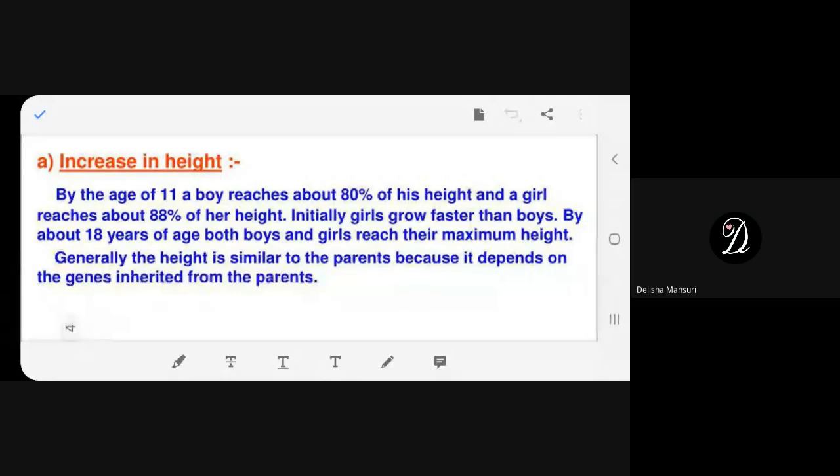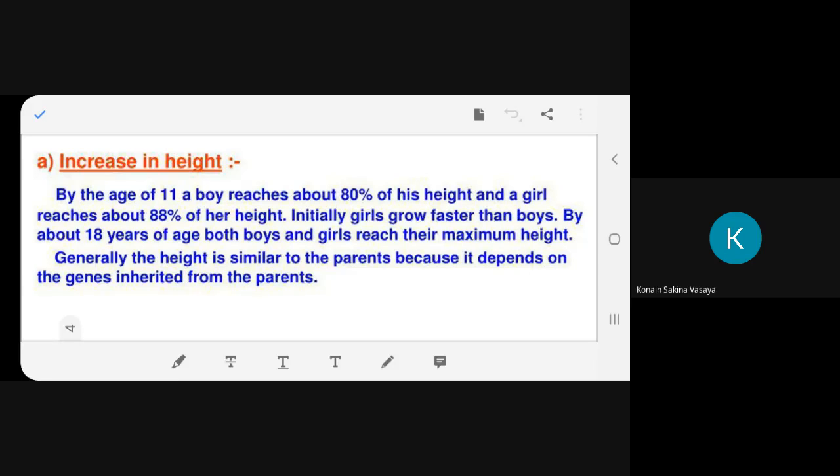Okay. So by the age of 11, that means we are starting with puberty. I think you know that. Till 10, you are called a child. You agree? All of us, right? The boys and girls both. Till 10, the girls and boys are called children.